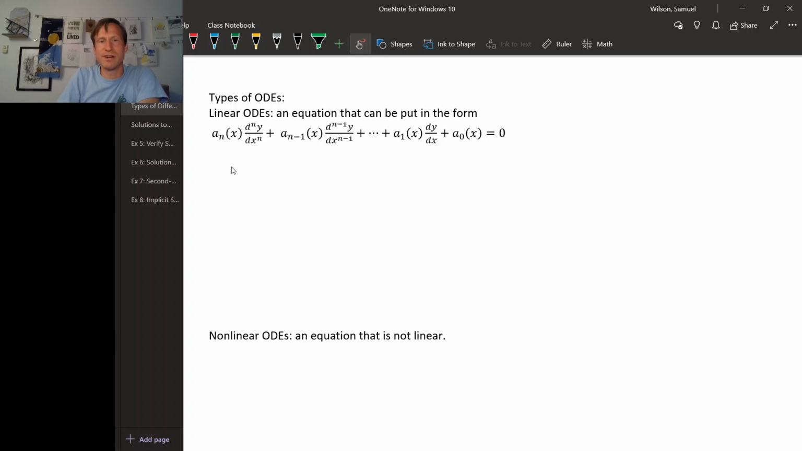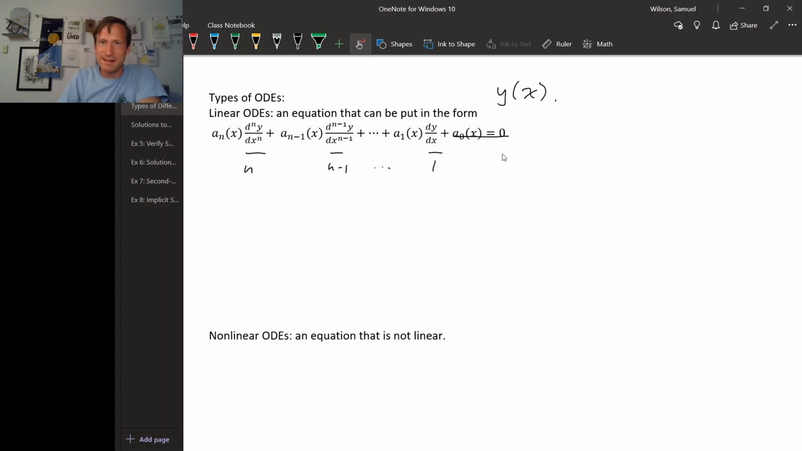So a linear ordinary differential equation is one that looks like this. So in this setup, our unknown function is called y, and x is our independent variable in this situation. And what makes this linear is you have derivatives of y, and here's the nth derivative, the n minus first derivative, and so on, down to the first derivative, and then, well, I'm missing a term here.